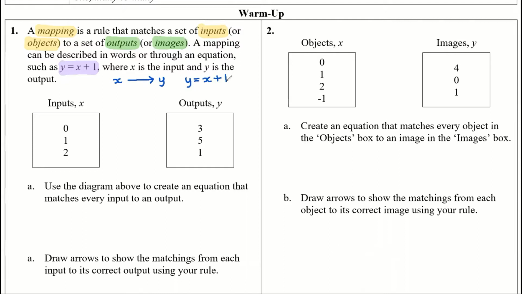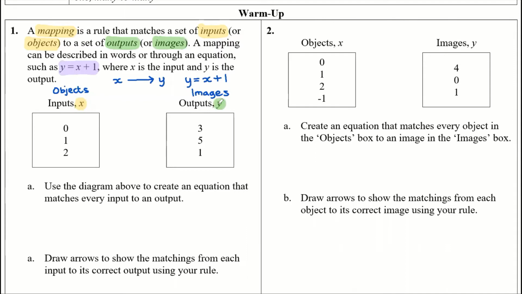So what we have here is a box containing some inputs. This would be a set of inputs, if you like. And remember, of course, you can replace the word inputs with objects, just to really embed those keywords. And your set of outputs we can also call images. It's the image of the object. Now, the variable that we use more commonly for inputs is, of course, x. And the variable we use for outputs is y.